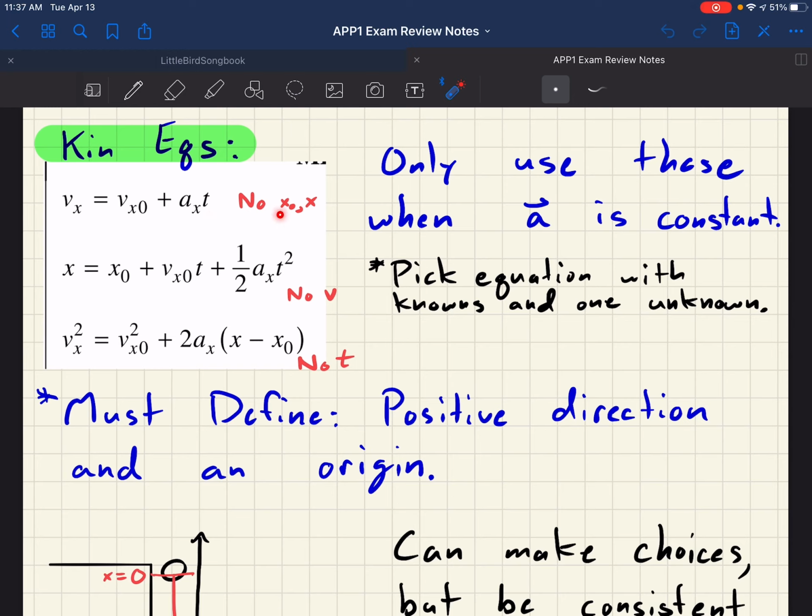But right, if you had displacement, you might not want to use this equation because you can't use it. I guess it depends on, that's not necessarily true. It kind of depends on the situation. But as a general rule, right, you pick the equation with the knowns that you have and one unknown that is the unknown that you are looking for.